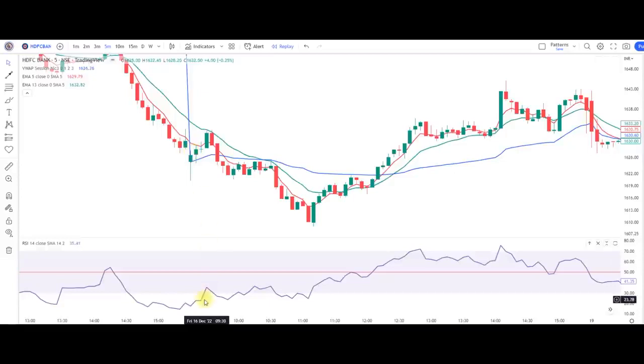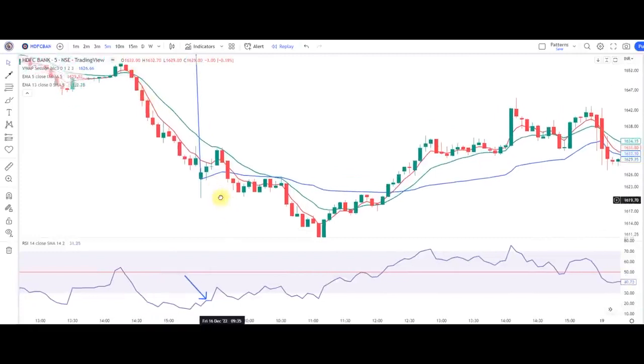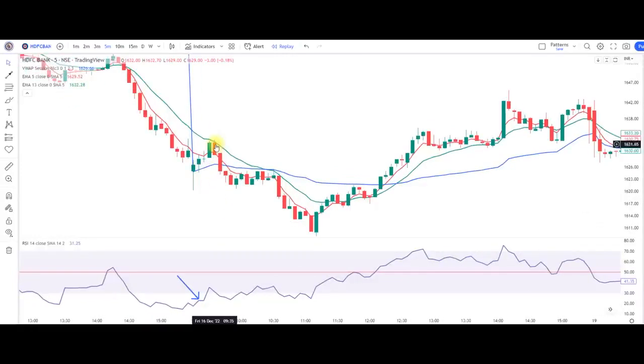Why? Because the RSI is below 50. The RSI is below 50 and the price is also below the EMAs. So we will not go for a long opportunity here. We have to look for the short opportunity because we got the bearish crossover here, and also we can see this red candle got the rejection from the 13 EMA.